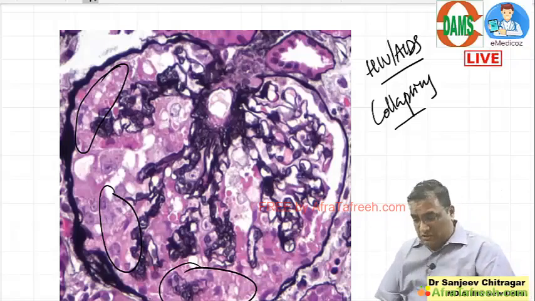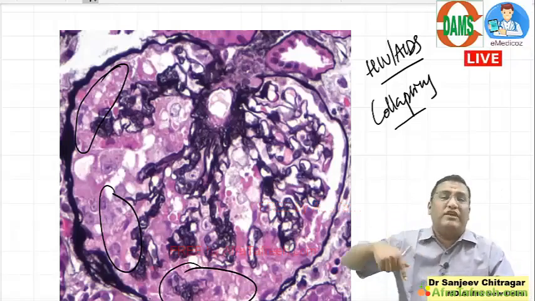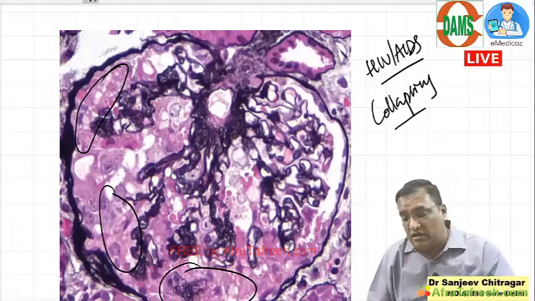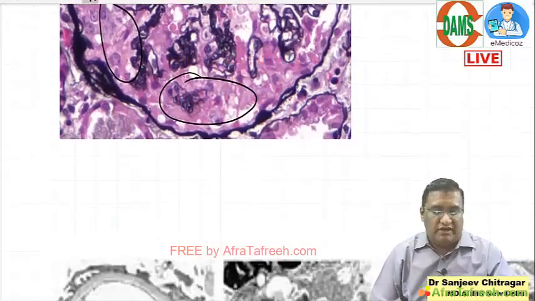Yes. Sclerosis also in IgA nephropathy. Yes, you can see it only if it is a recurrent one, because IgA nephropathy keeps recurring. You can see sclerosis in IgA nephropathy if it is a recurrent one.